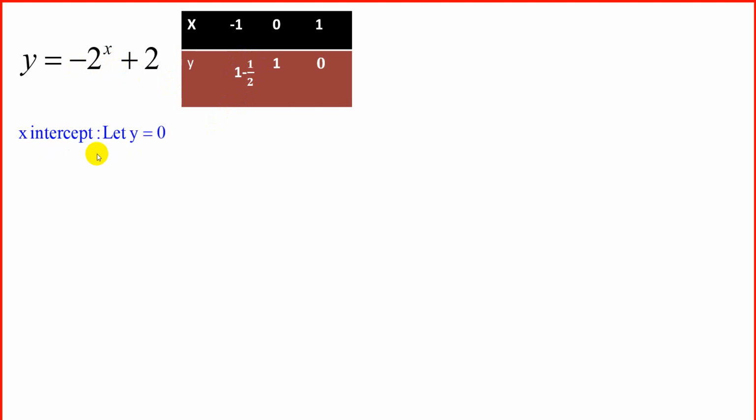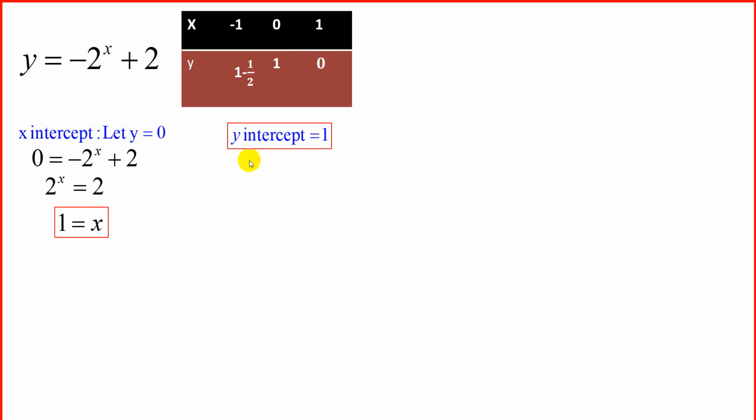So we want the x-intercept. To find the x-intercept, we let y be 0. And we have 0 is equal to minus 2 to the power x plus 2. Taking the minus 2 to the power x to the other side, we have 2 to the power x equal to 2. The sign will change. You'll notice that the bases are the same, so we can equate the exponents, which gives us x equal to 1. We have our x-intercept. We're now going to find our y-intercept, and that we can pick up from the table because when x is 0, y is equal to 1.